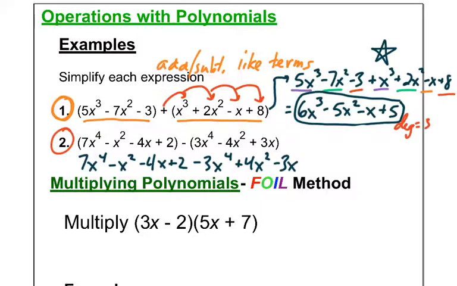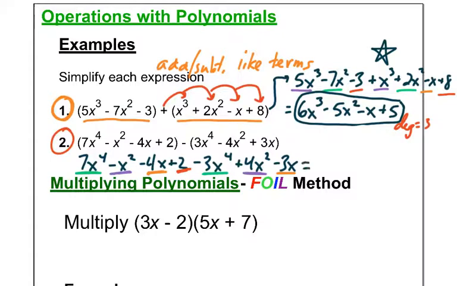Okay, I like colors. They help me visually see all the like terms. So I have x to the 4ths here. I don't have any x cubes, okay, but I have x squares and x squares. I have just regular x's and regular x's, and I only have one lonely constant term over there.